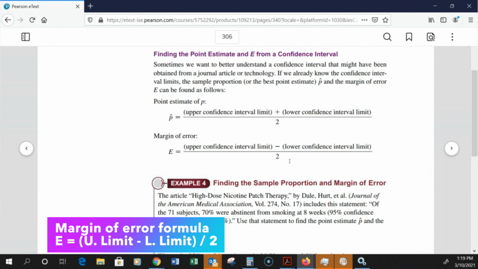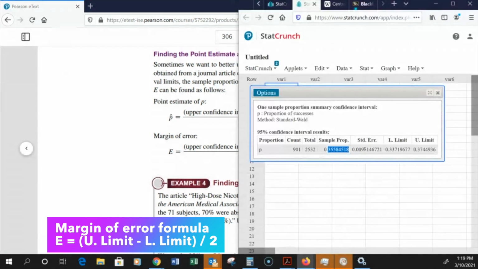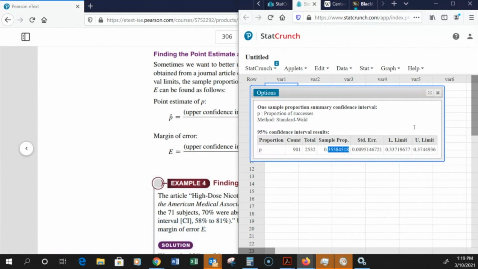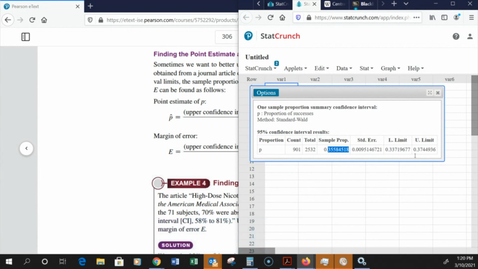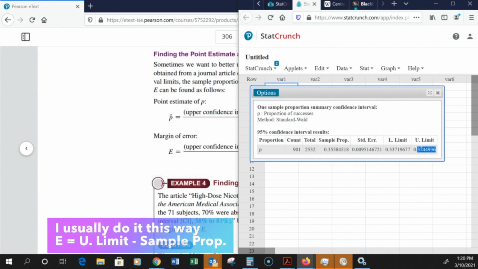Does this kind of make sense to you if you think about it? There's some middle value, right? It's not there, it's this 355. And they subtracted something and got this, or they added something and got this. If you would rather, you could take this 355 and subtract the 337. That would give you your value of E. Usually for me, it's easiest to do the upper limit minus the sample proportion.